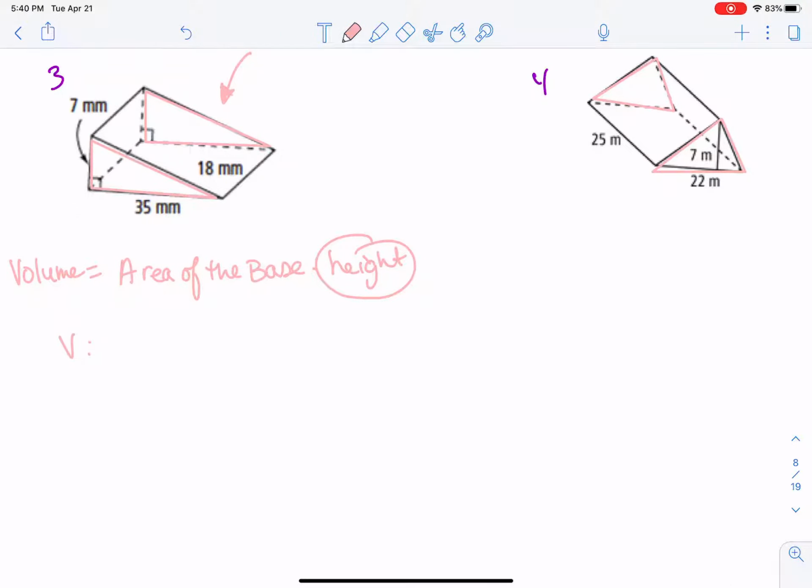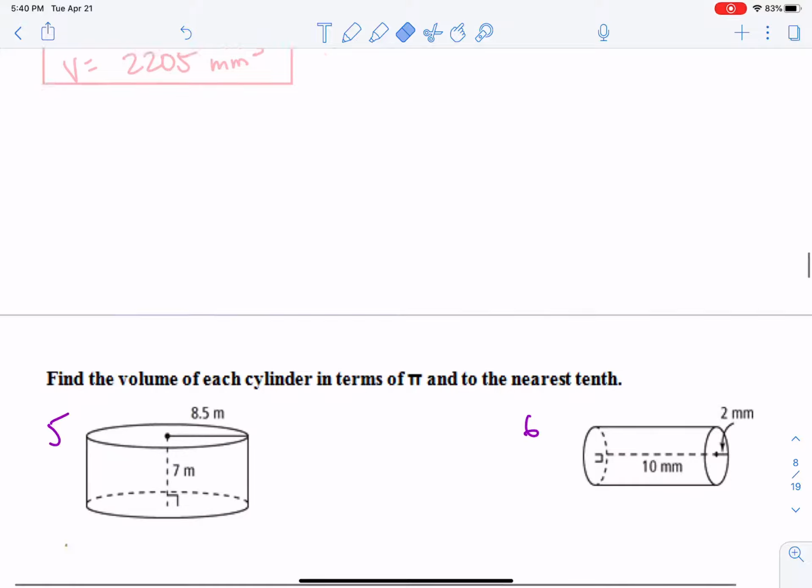I'll write it out. 1/2 times the base of the triangle is 35, and the height of the triangle is 7. And then the height of the whole prism is 18. So I would just type that into my calculator. 1/2 is 0.5 times 35 times 7, and then times 18. And that gives me 2205. And then again, our unit is millimeters and cubed because it's three-dimensional. Number 4 would be the same sort of thing. You can try that on your own if you'd like.